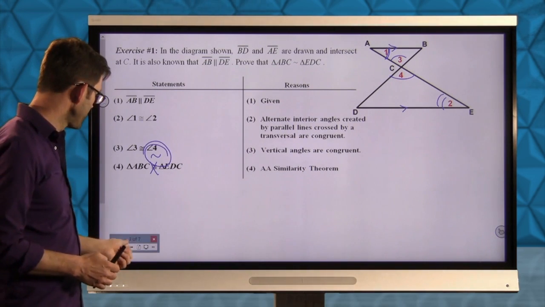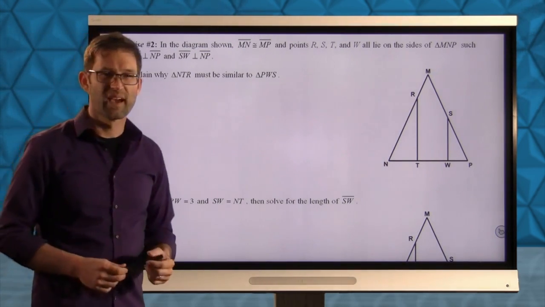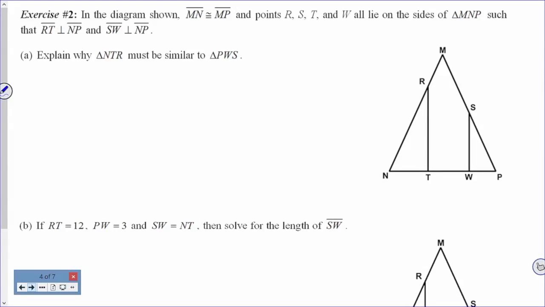All right, let's do it. Okay, have you think about this a little bit. Exercise number 2. In the diagram shown, MN is congruent to MP. Typically in a larger diagram like this, I'll often symbolize that like that, maybe even put a couple dash marks like that. And points R, S, T, and W all lie along the sides of triangle MNP such that RT is perpendicular to NP and SW is perpendicular to MP. Let's mark that. Let me put a little right angle there, little right angle there.